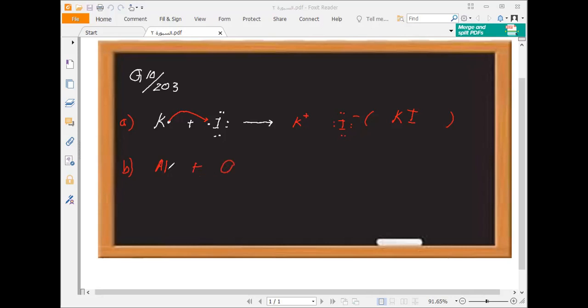Now, in which group does aluminum exist in the periodic table? Yes, it's in group 13 or 3A. So it has 3 valence electrons. So we will draw 3 valence electrons, 3 dots for aluminum.